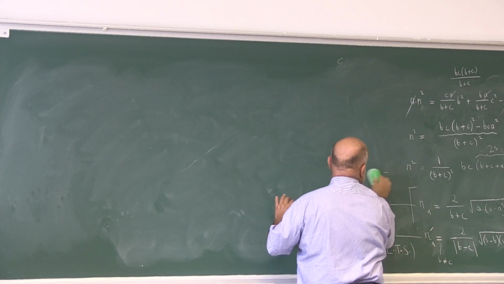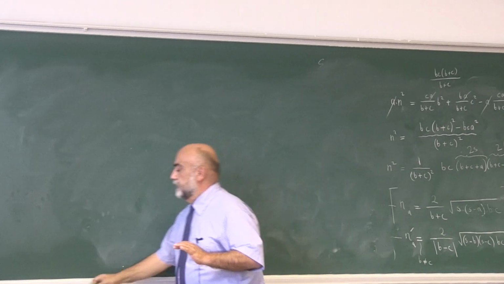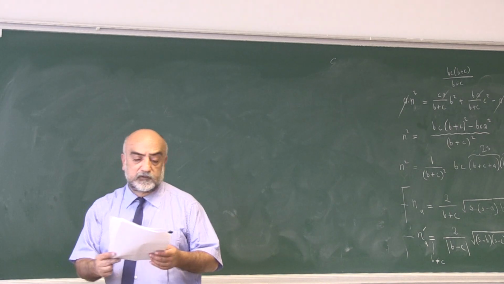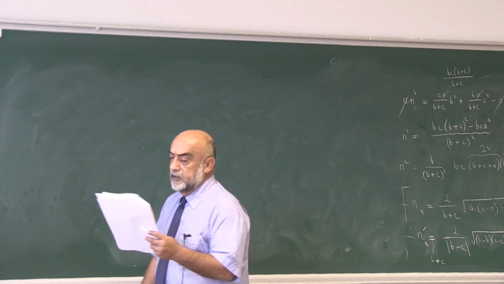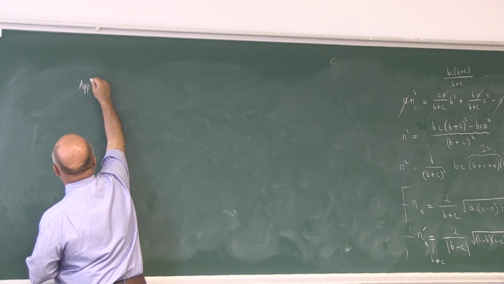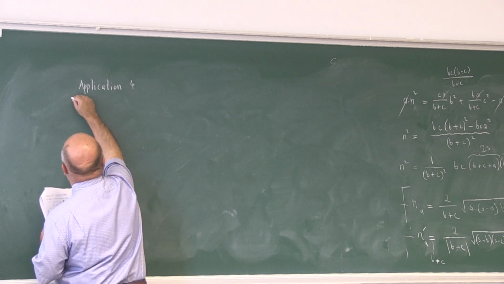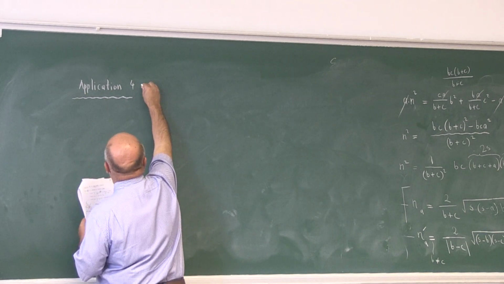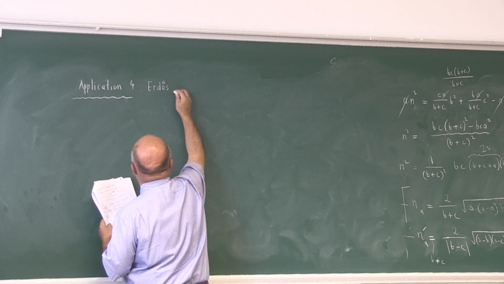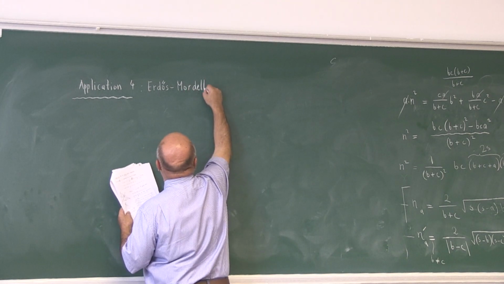He died very recently, Erdős. And this problem was proposed by Erdős and solved much later by Mordell. So that's my fourth application, number 4. This is the Erdős-Mordell theorem. It was proposed by Erdős, yet solved by Mordell. So, the Erdős-Mordell inequality.